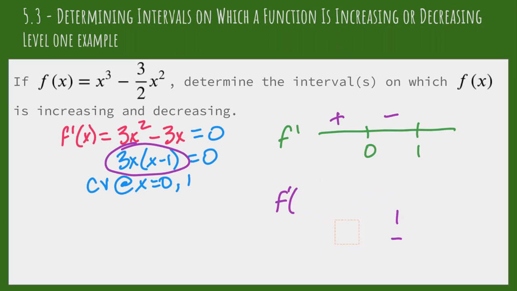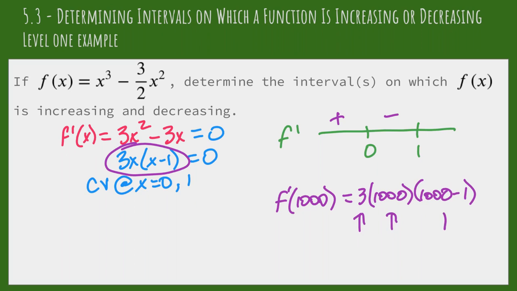Then I'm going to pick a value to the right of 1. Let's say it's 1,000. It really doesn't matter what it is. We're going to have 3 times 1,000 squared minus 3 times 1,000. I said I'd do the factored form, so let's do that: 3 times 1,000 times 1,000 minus 1. What's going to happen here is we have a positive, and any number to the right of 1 that I plug in here is going to give a positive also. So positive times positive times positive is positive.